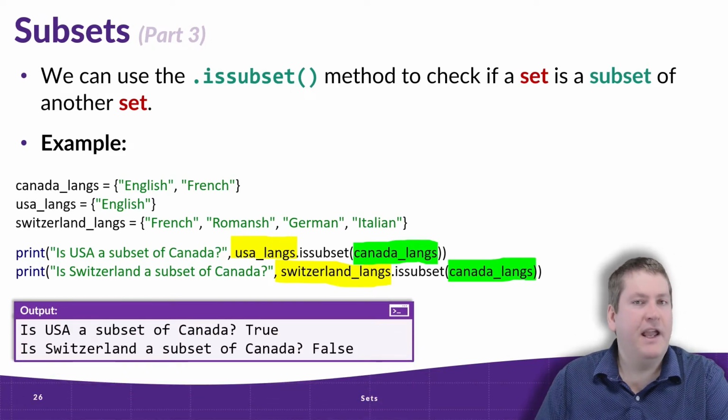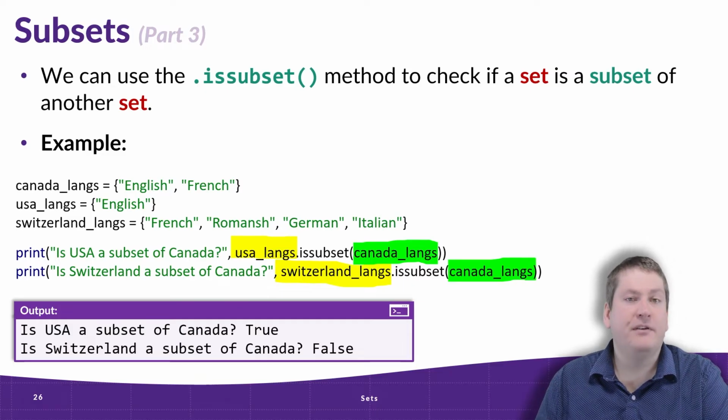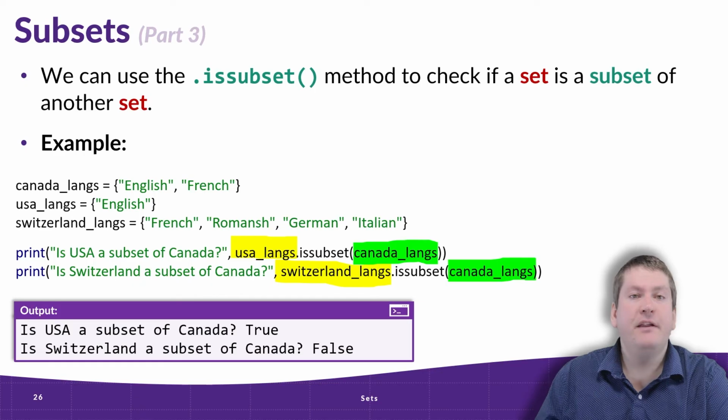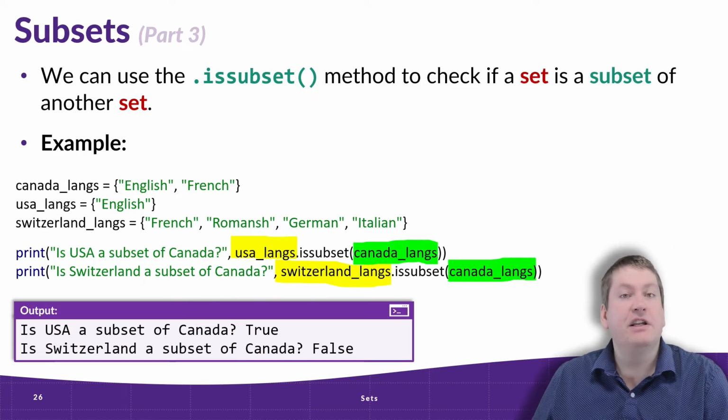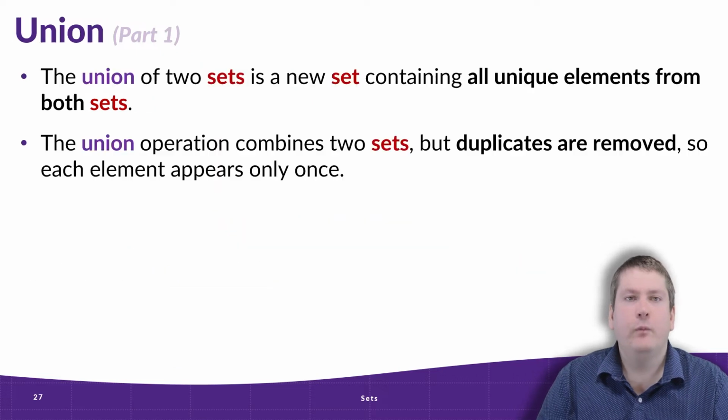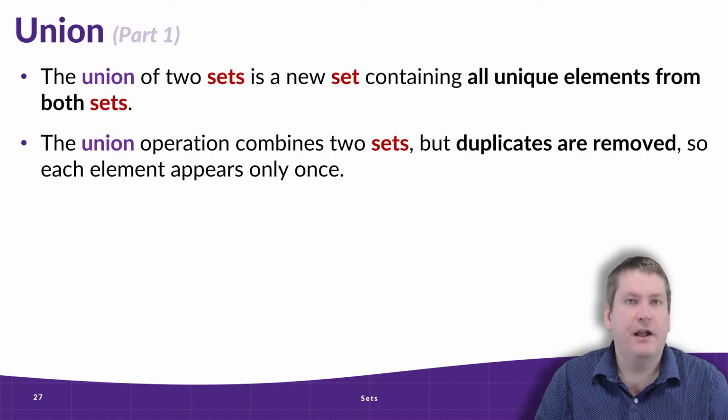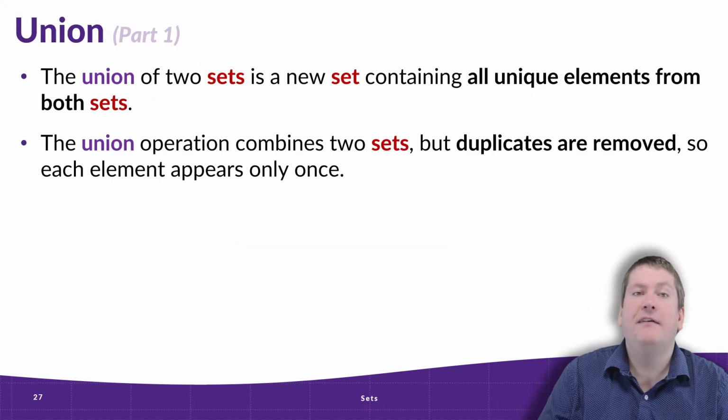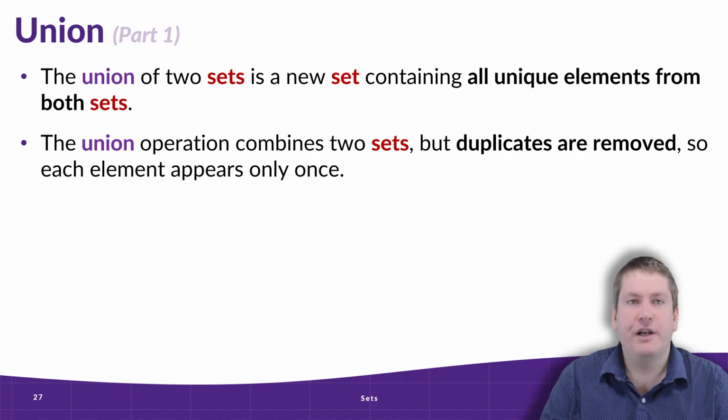USA is a subset of Canada, so we get true, and Switzerland is not a subset of Canada, so we get false. This can be very useful for letting us know if a collection is fully contained in another collection. But it's not the only set theory operation we have. We also have access to the union operation.